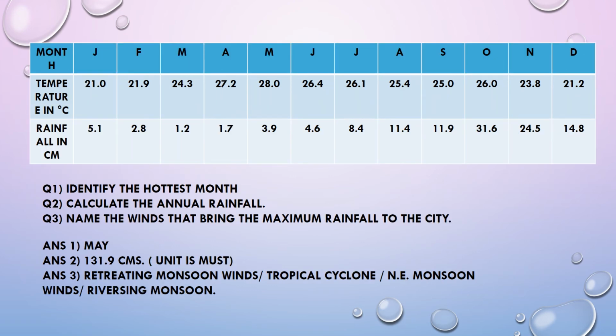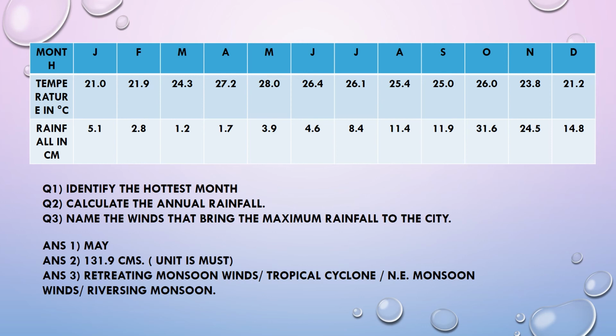Next one is, in this table you have to identify the hottest month. The hottest month you can see is May because the temperature is very high. Next one is, calculate the annual rainfall. You are going to add up all the rainfall from January to December and you are getting 131.9 centimeters.